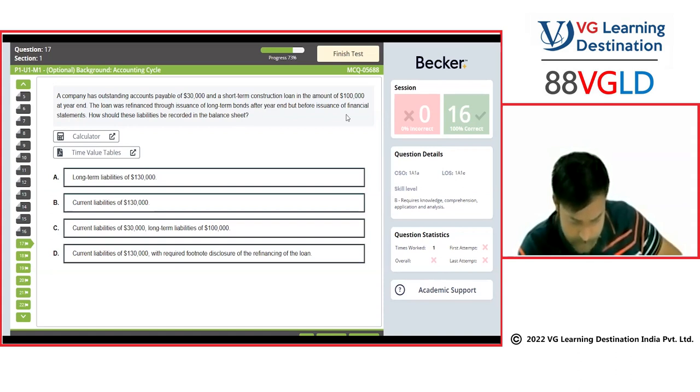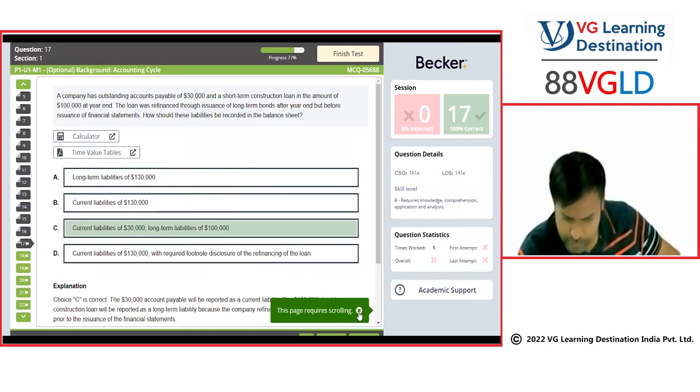What should be the answer, everyone? Correct. It should be C. Why B, guys? It is before the issuance of the financial statement. In that case, it should be C. Long-term liabilities. Correct.